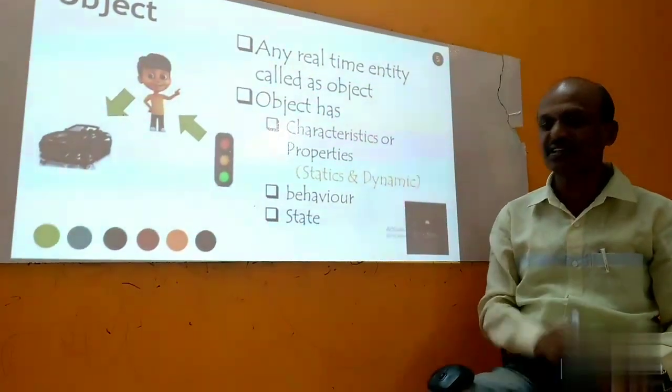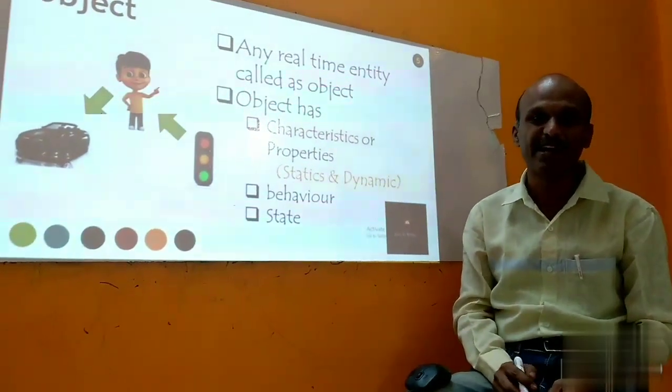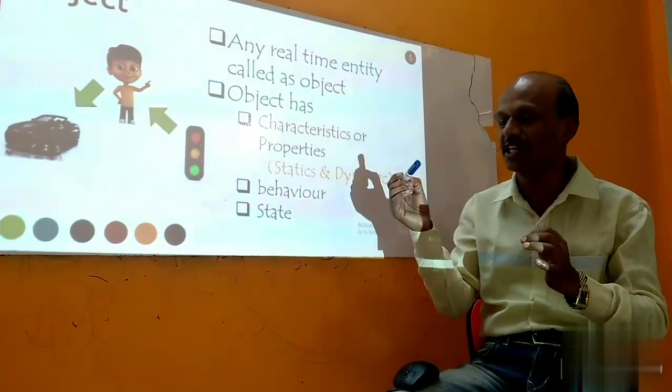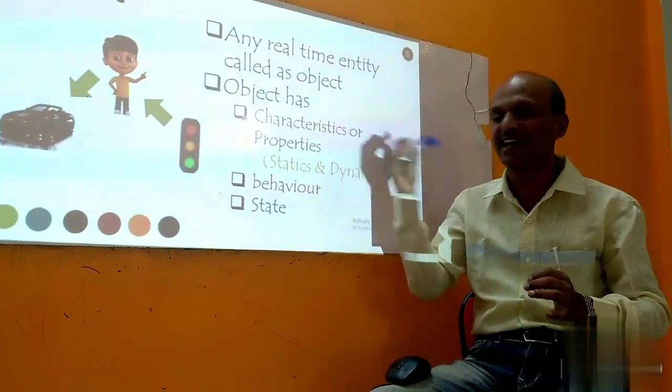Next, this object has behavior. What do you mean by behavior of an object? Behavior of an object means how this object acts and reacts with another object.